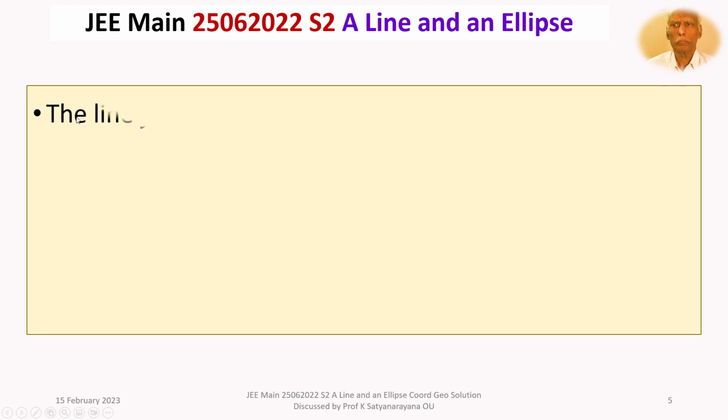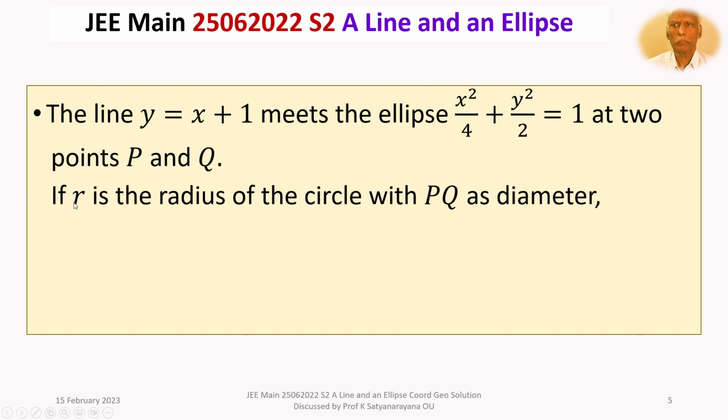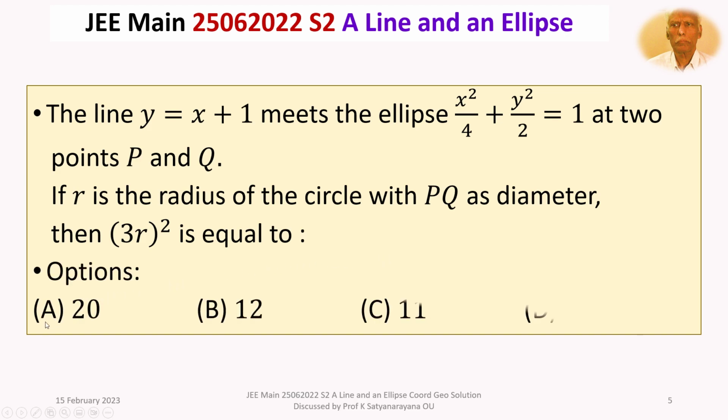The given question is: the line y is equal to x plus 1 meets the ellipse x square by 4 plus y square by 2 is equal to 1 at 2 points P and Q. If R is the radius of the circle with PQ as diameter, then 3R whole square is equal to. We are given 4 options. Option A 20, option B 12, option C 11, option D 8.